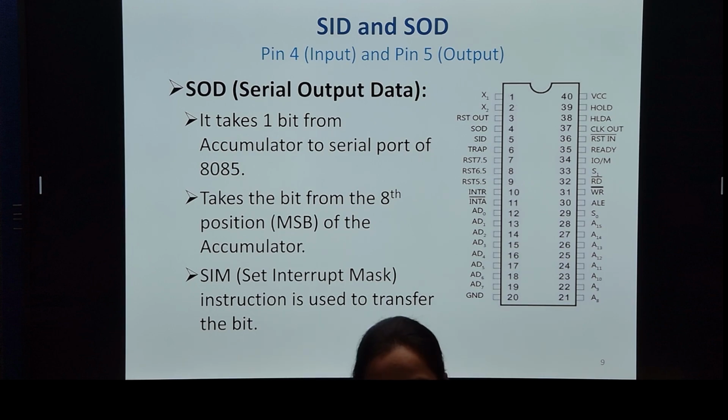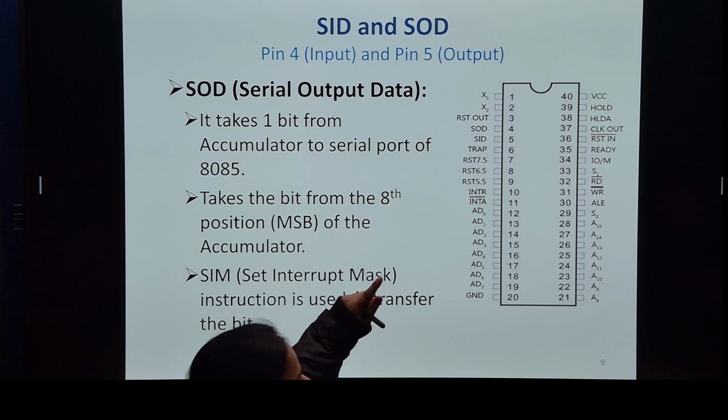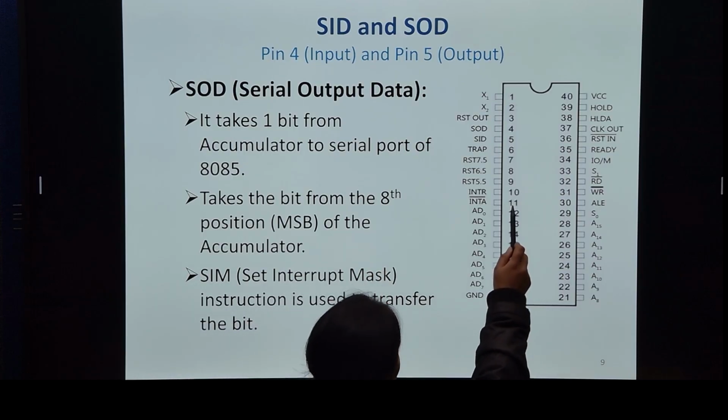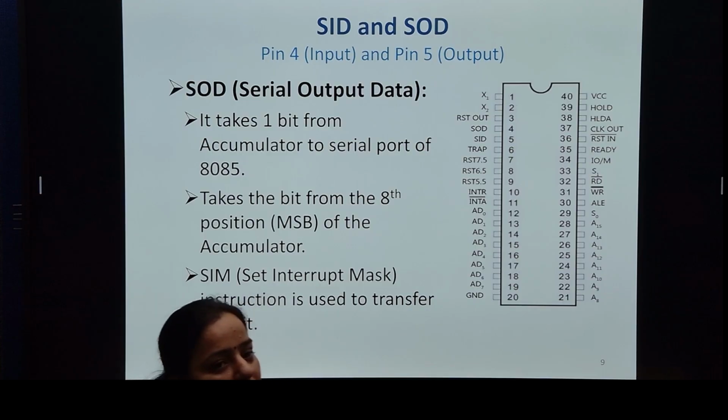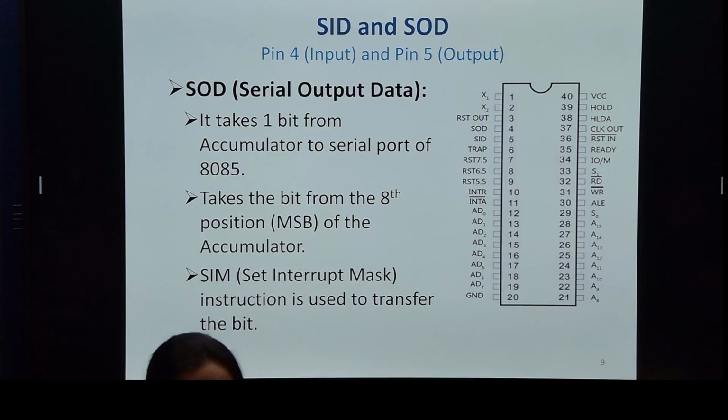The pins provided with the microprocessor for the interrupts are from pin number 6 to pin number 10, and for acknowledgement, pin number 11 is there, that is your interrupt acknowledge signal. One by one, we will start with the interrupt pins.